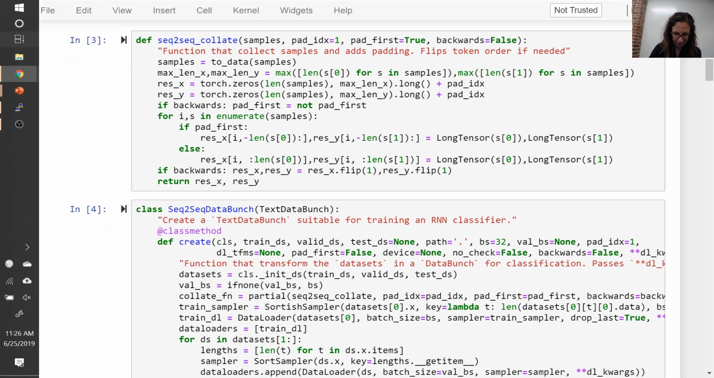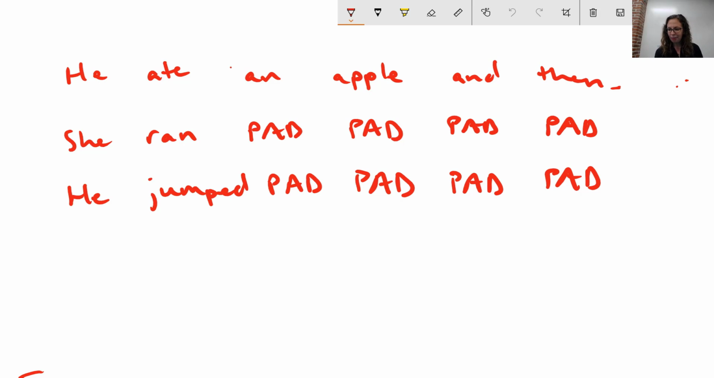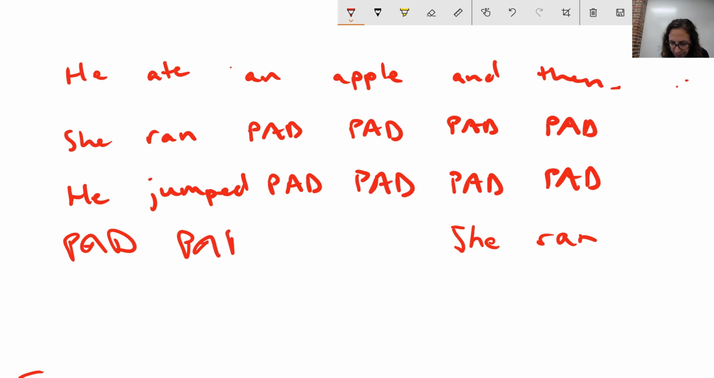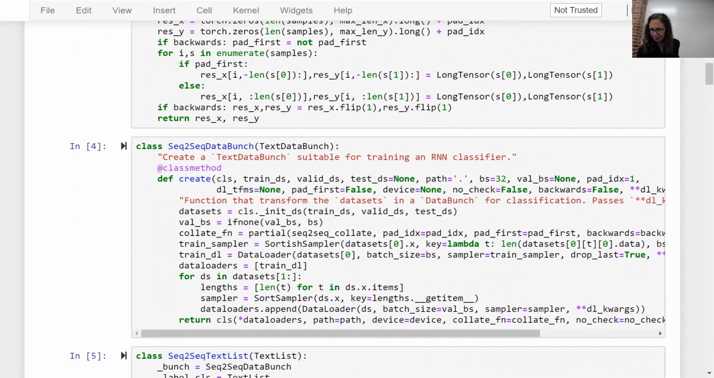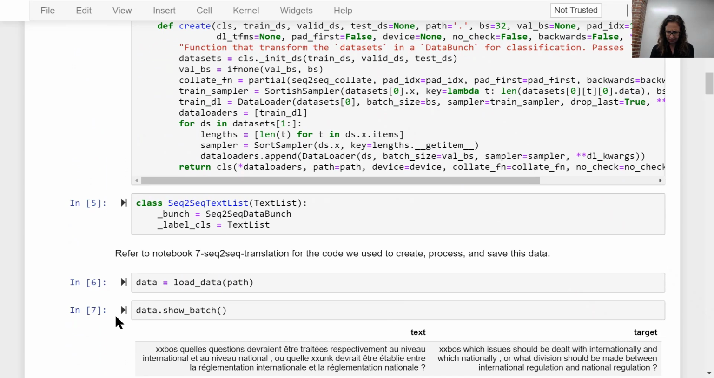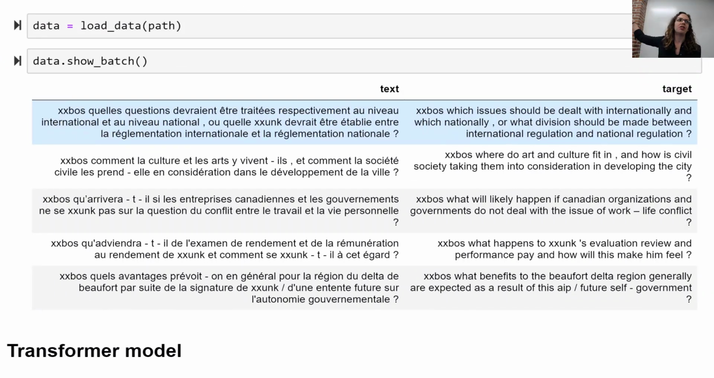And I probably should have showed that over here as well. Filling in padding from the end, what that would look like is, say I was doing a max length of 6, really that would just be putting "she ran" on the right-hand side and all the padding before it. So this is padding first down here, and the ones up at top are the padding at the end. Create our data bunch, the same as before. Here, this is nice to see some examples of the text. So we've got questions in French, and then the target is the English translation that we're trying to get.